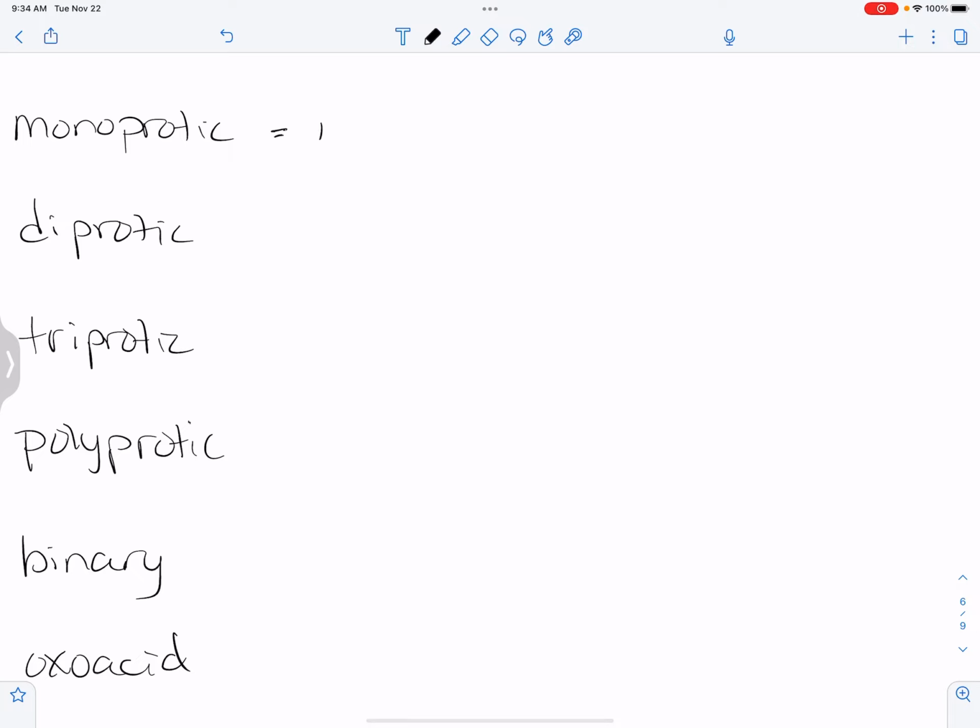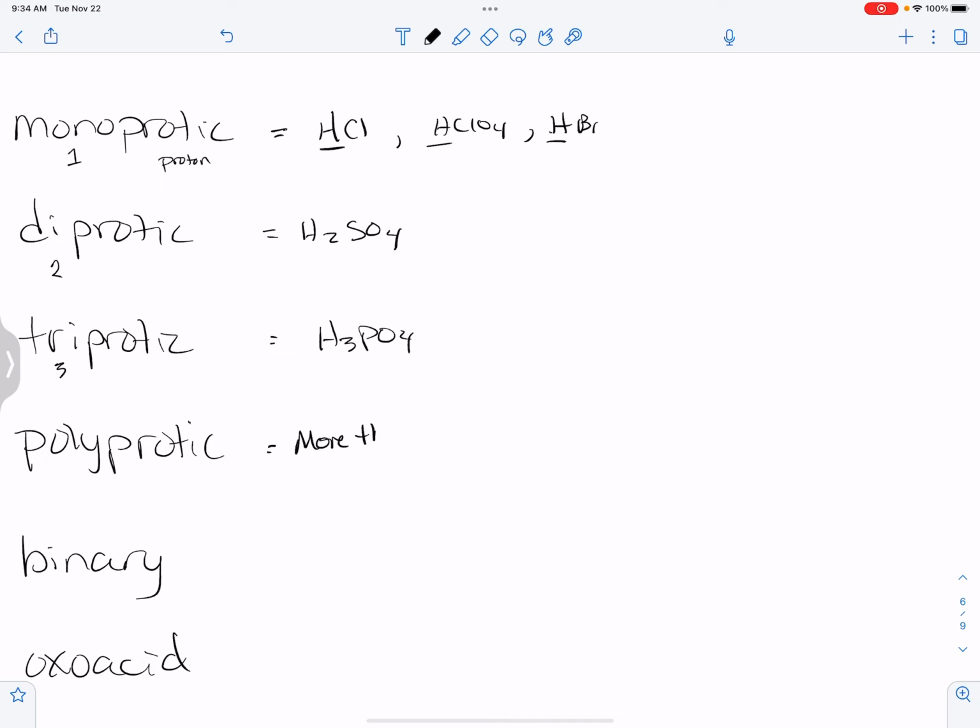So monoprotic: mono means one, you know, one proton. So HCl has one proton, HClO4 has one proton, HBr has one proton. Hopefully you're getting the trend right there with the one protons. This would be two protons, so H2SO4 is a pretty popular one. This one has three protons, so H3PO4. So mono, di, tri. Polyprotic is just generically saying that it has more than one proton. So the H2SO4 and H3PO4, those ones can be polyprotic.